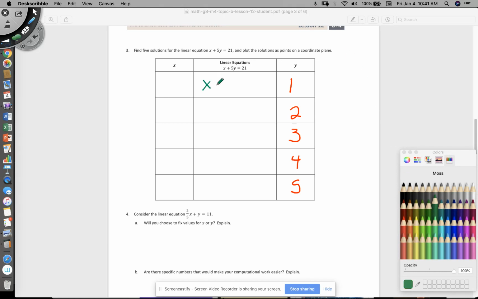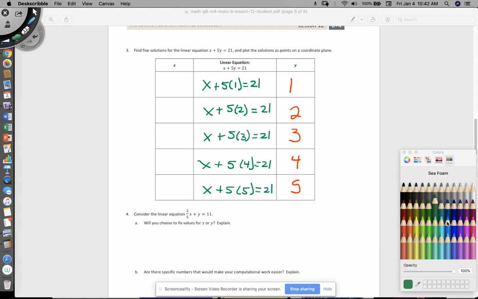So this is going to be x plus 5 times 1 equals 21. X plus 5 times 2 equals 21. X plus 5 times 3 equals 21. X plus 5 times 4 equals 21. And finally, x plus 5 times 5 equals 21.